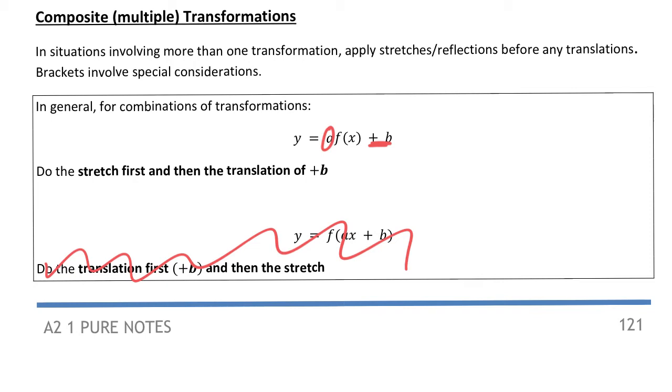Now, if we were to consider this double transformation whenever it's inside the bracket, we do the reverse of BIDMAS. So for these ones, we do BIDMAS.